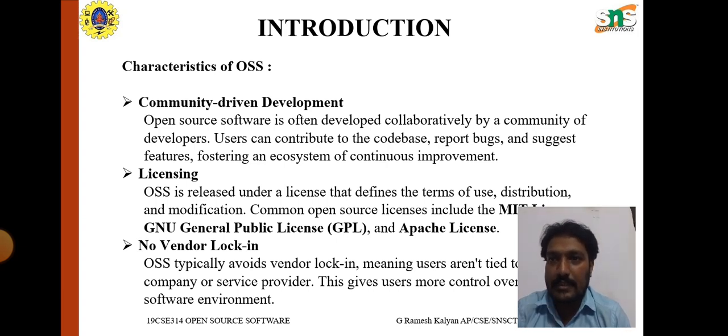Next is licensing. Open source software is released under a certain license. Even though it is free, it has a license that has to be followed in terms of modifying it, distributing it, or using it. Some of the common licenses are the MIT license, the GPL license, that is the General Public License, and the Apache license. These are the licenses used in open source software, and the person using, modifying, or distributing it has to follow them.